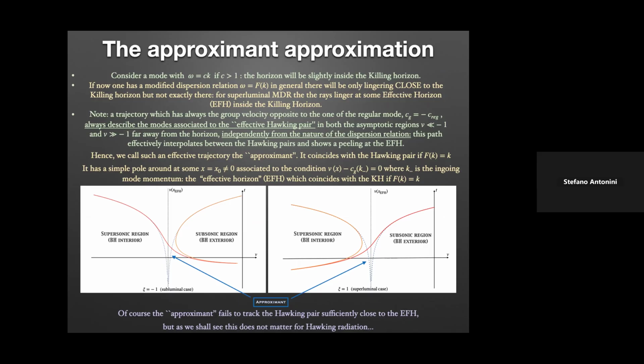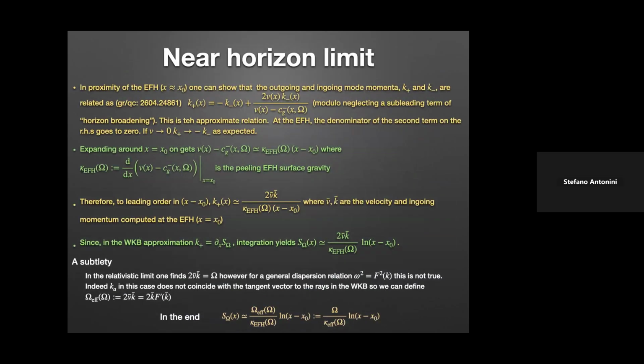Okay. So what is happening? It's happening that these objects are not lingering at the Killing horizon, but slightly inside for a superluminal dispersion relation, which is obvious. If I take a relativistic dispersion relation with c greater than 1, the horizon will be inside the Killing horizon. With c less than 1, it will be outside of the Killing horizon, like in Einstein. So here, what is happening is that this trajectory that we call the approximant, which is basically a trajectory that maps the ingoing mode to the outgoing mode, both inside and outside. Actually, there is a difference of sign between inside and outside, but this is not so relevant.